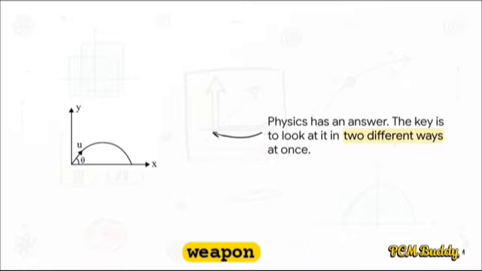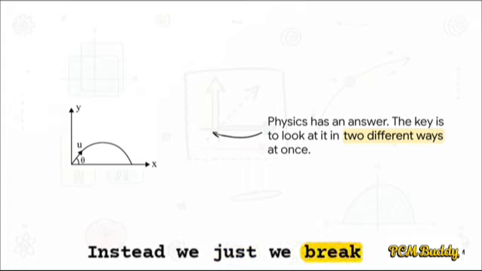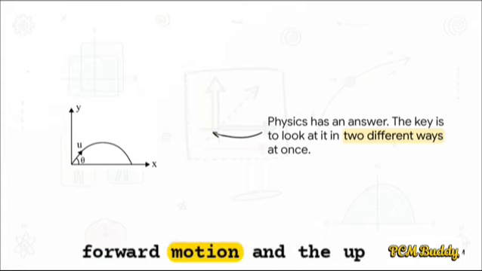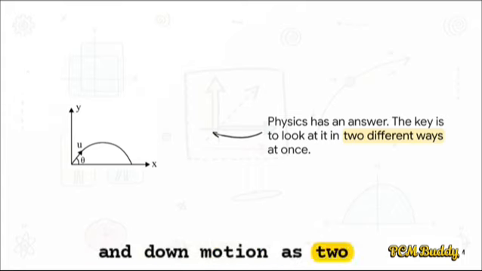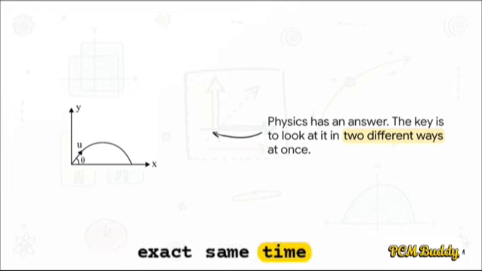Well, here's the secret weapon, the key to the whole thing. The most powerful trick we have is to stop looking at it as one big messy problem. Instead, we break it down. We're going to treat the forward motion and the up and down motion as 2 completely separate stories that just happen to be playing out at the exact same time.